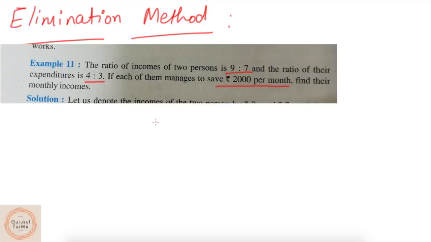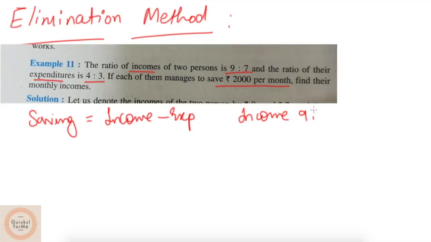What is saving? Saving is nothing but whatever is your income minus your expenditure is your saving. Right. So I call saving is equal to income minus expenditure. Perfect. Now it says ratio of income. Income is in the ratio of 9:7. This is a ratio. If I put it into an absolute number, it would look like this: 9x and 7x.